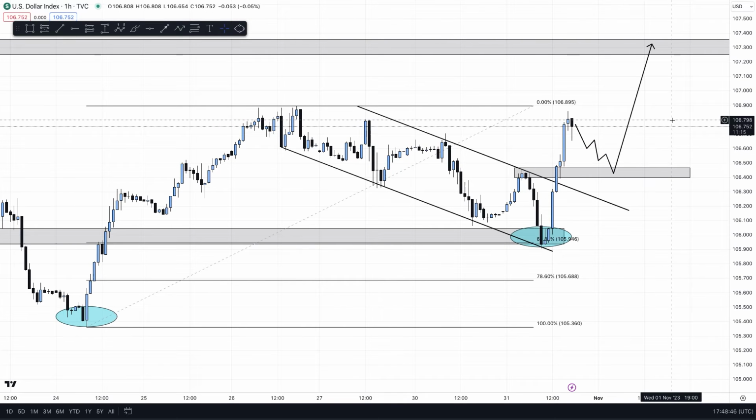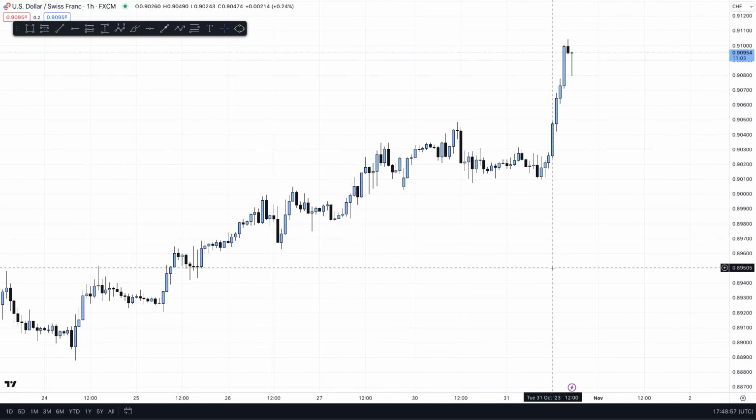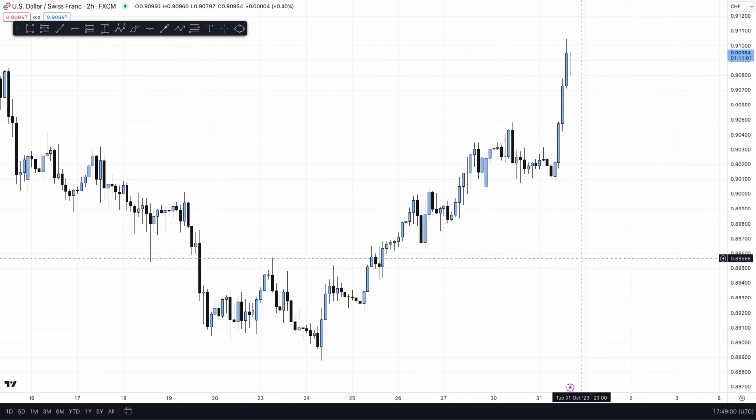But remember, I'm not trading the dollar index. I'm just using this as a confluence for my USD pairs. And that's what we're going to go into now. We're going to go into USDCHF and show you how I would use this for my USDCHF trade.